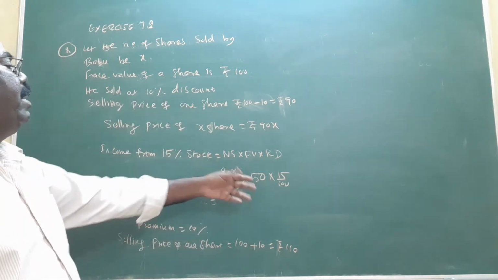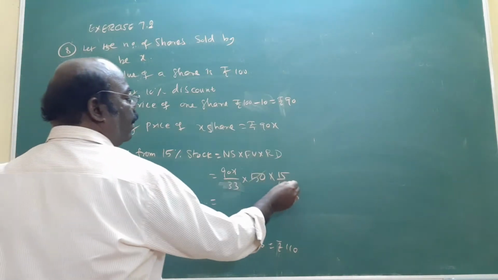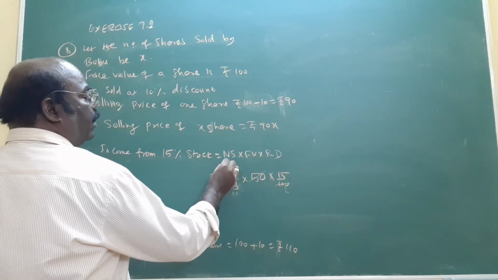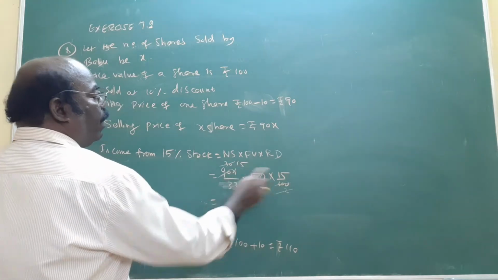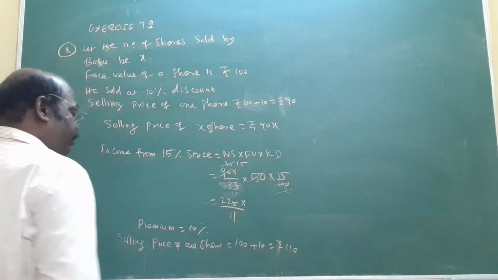That was the question. 15% means 15 by 100. Now cancel 1 time, 3 times, 2 times. Here 3 times, 11 times, here 30 times. Am I right? Again cancel 50 times. Now multiply 15 into 5, 25x by 11.